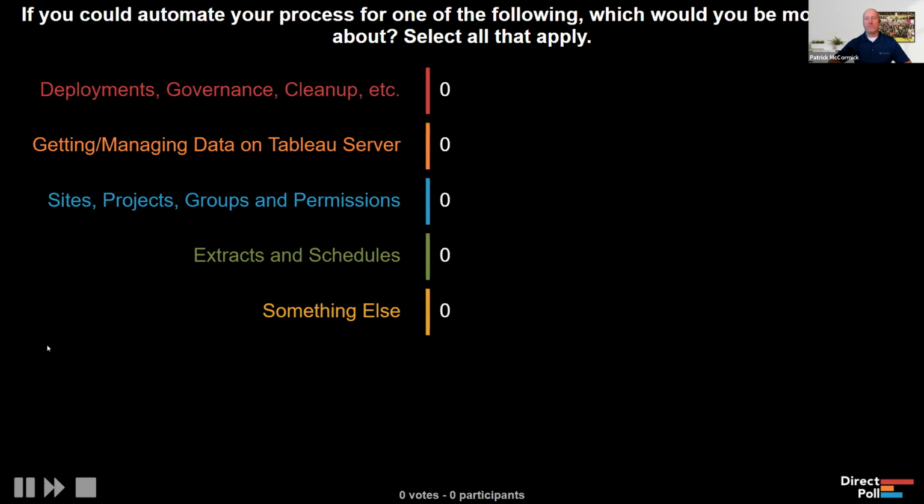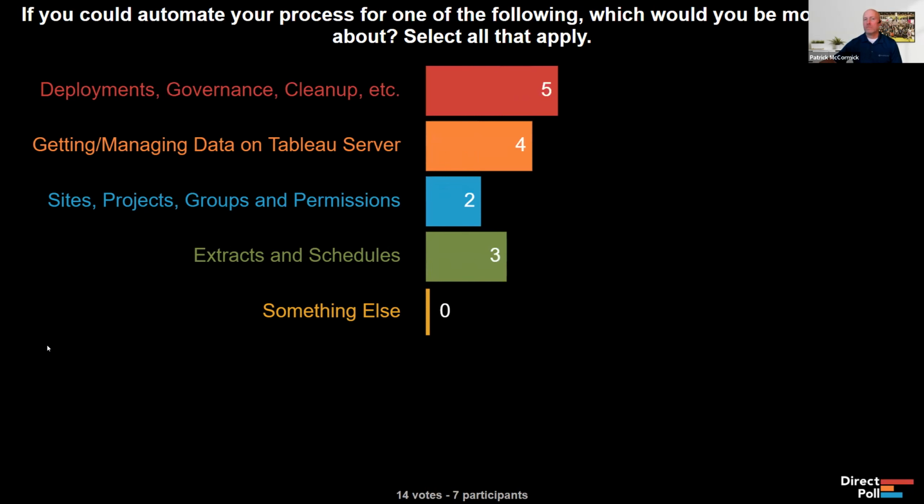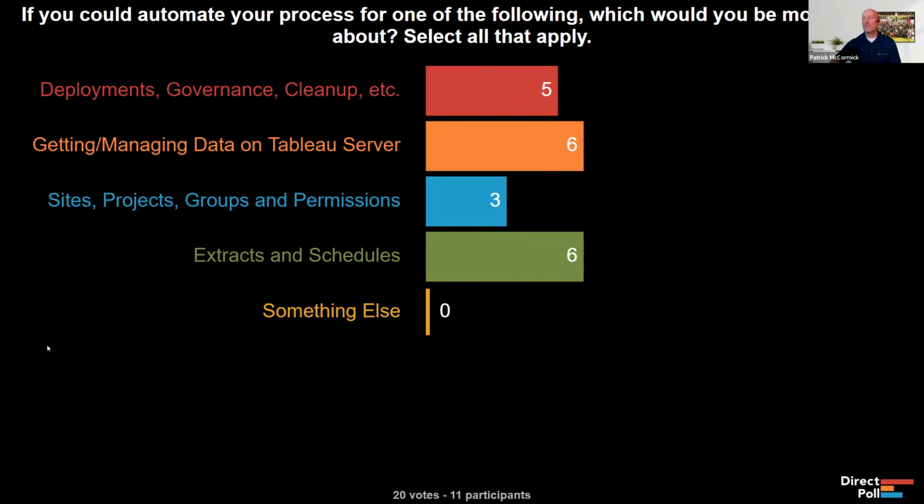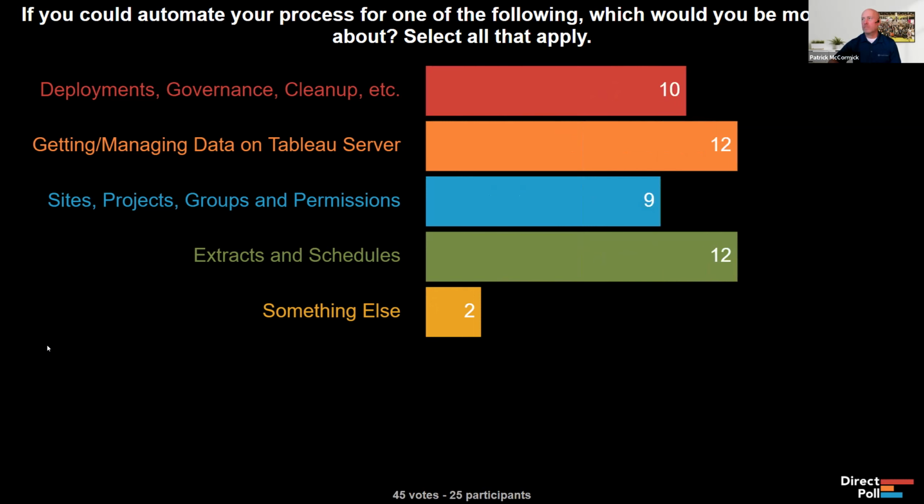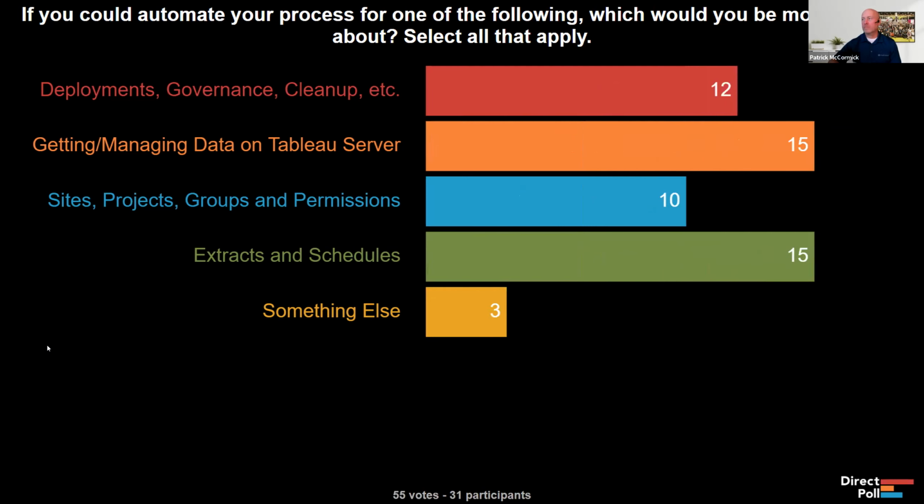Next question. If you could automate your process for one of the following, which would you be most excited about? You can actually select multiple here. So would you be more excited about cleaning up that content and governing it, or more effectively refreshing data on Tableau Server? Or there's all sorts of fun options here.